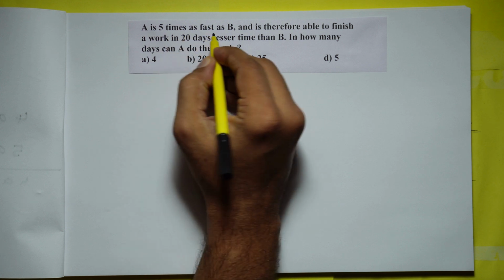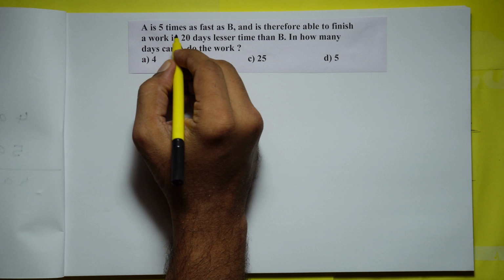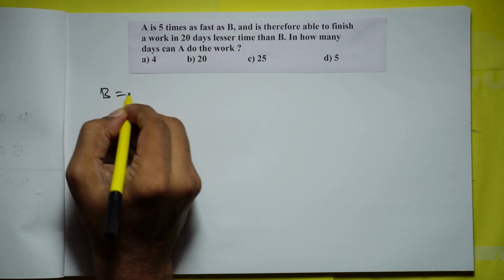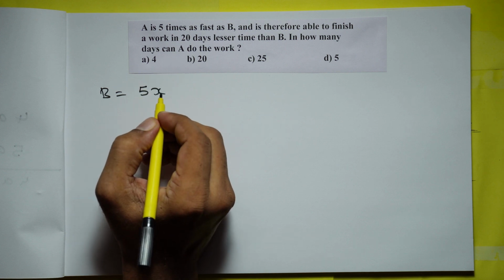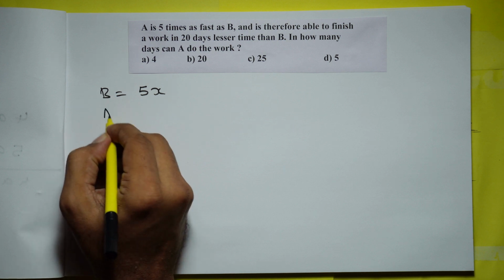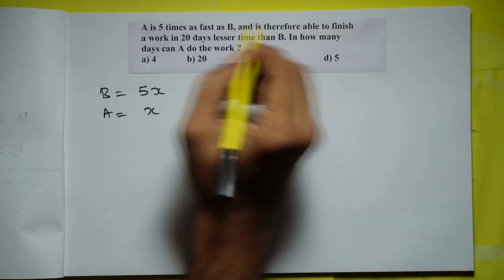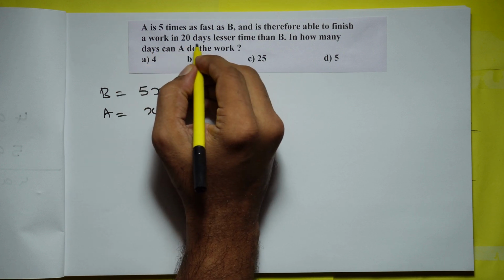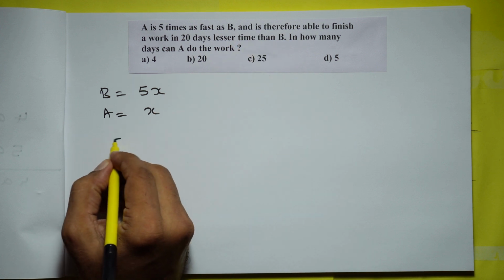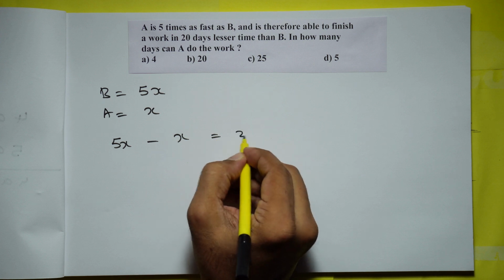A is 5 times as fast as B, which means that A will require only 1/5th the time required by B. So we will assume that B requires 5x days. Then A will require only x days and is therefore able to finish the work in 20 days less time than B. So time required by B is 5x, time required by A is x, and that difference is 20.